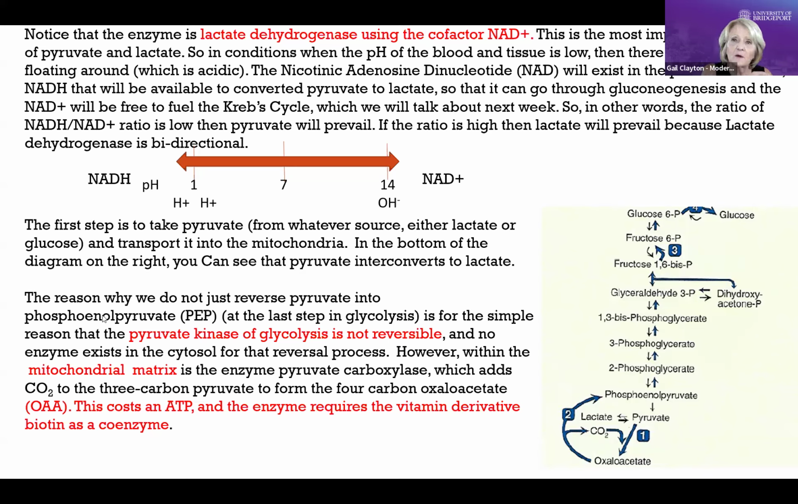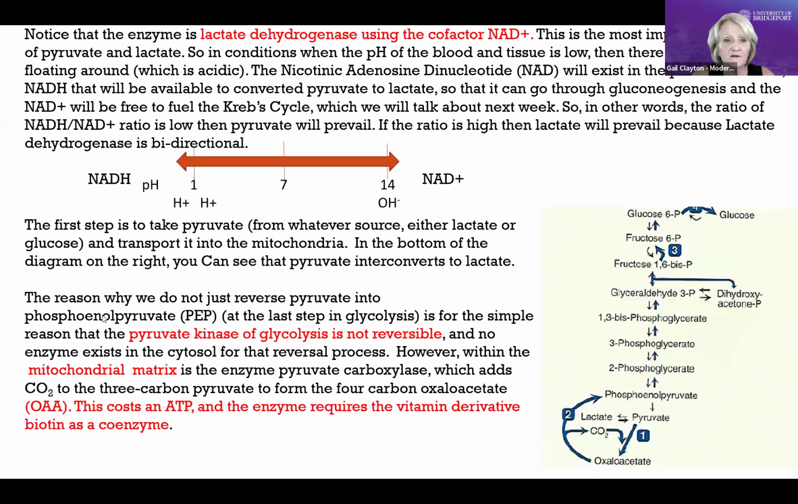And so the pyruvate is going to automatically convert to lactate in order to help regenerate that NAD for the mitochondria. Then the lactate can go through gluconeogenesis, and the NAD will be freed up for the Krebs cycle. We'll talk more about the Krebs cycle next week. In other words, if the ratio of NADH to NAD is low, then pyruvate will prevail. If the ratio is high, then lactate will prevail, because lactate dehydrogenase is bidirectional.